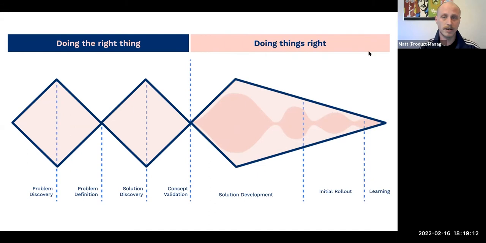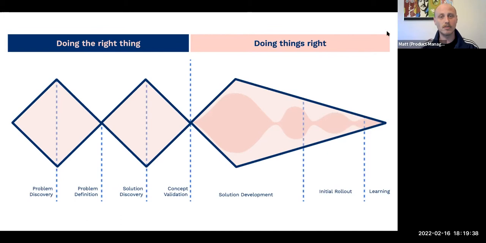We'll start from the first diamond, the double diamond that is focused more on doing the right thing. You will see what that means, but here we want to focus on the fact that a lot of the problems we're going to be working on are wicked problems. Those are not easy problems, or problems with one right solution.